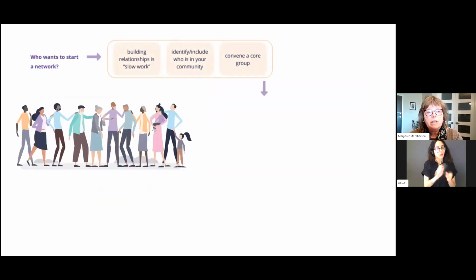And then at the end of this section is another infographic that describes what's in it. So as far as we're concerned, anyone can start a network. It starts with the question, who wants to build a network? And then you identify who's in your community, and you convene a group. I always want to say that people want to get to action so quickly, but the building of relationships, the prioritizing of relationships, is slow work that takes time.